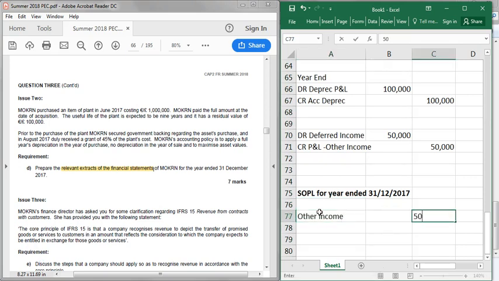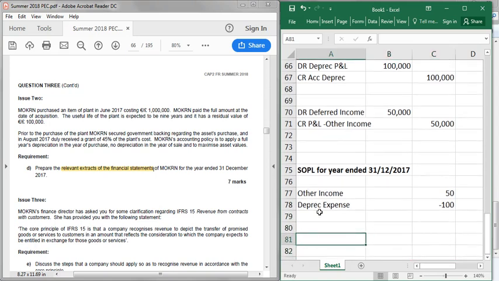Here it's going to show a 50, which is the release of the grant. And then you're going to have depreciation expense, and you're going to show that as a minus 100. And that's all you're getting; that's what we call an extract from the P&L. That's all you have to show: depreciation expense and other income. So just be careful about the reading of that.